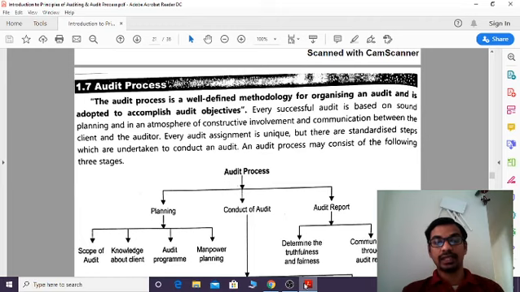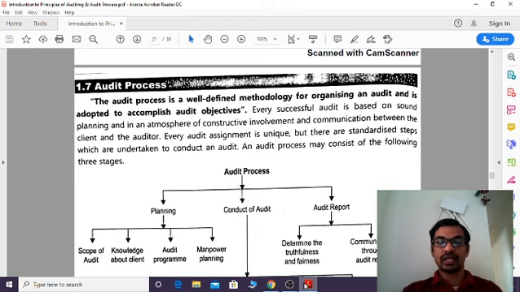Further, the next part is the audit process. What does the audit process mean? It is where the auditor plans the work and after that goes on to audit the books of account. Therefore, the audit process is a well-defined methodology for organizing an audit and is adopted to accomplish audit objectives.